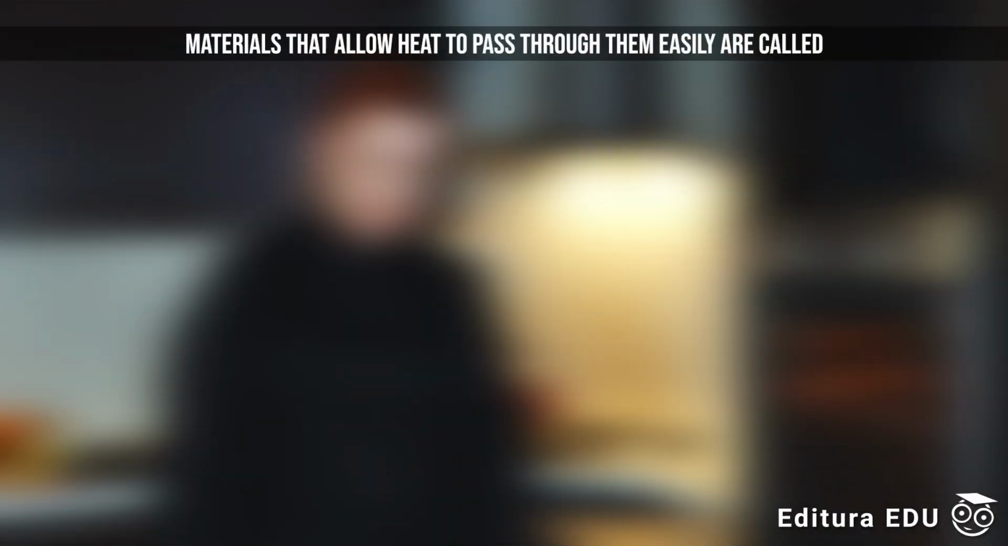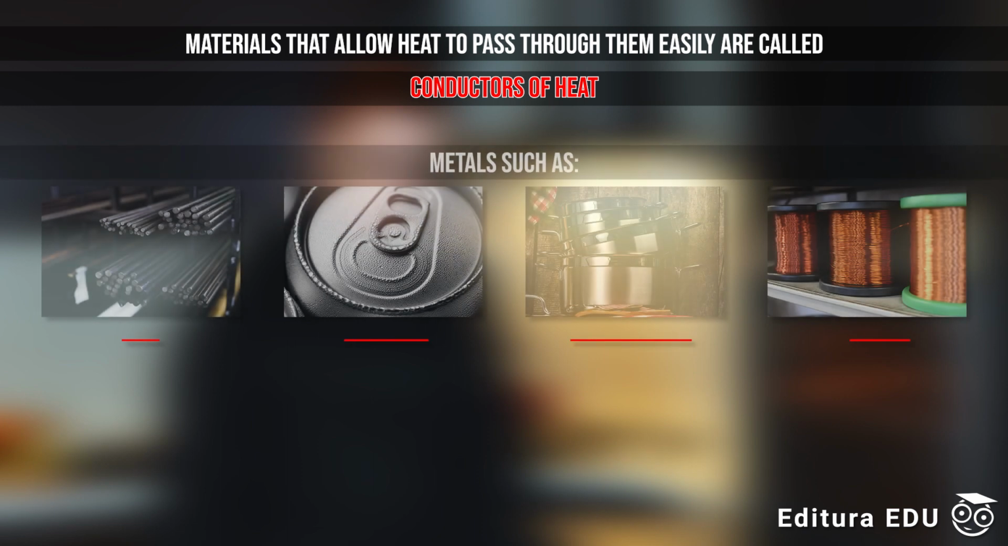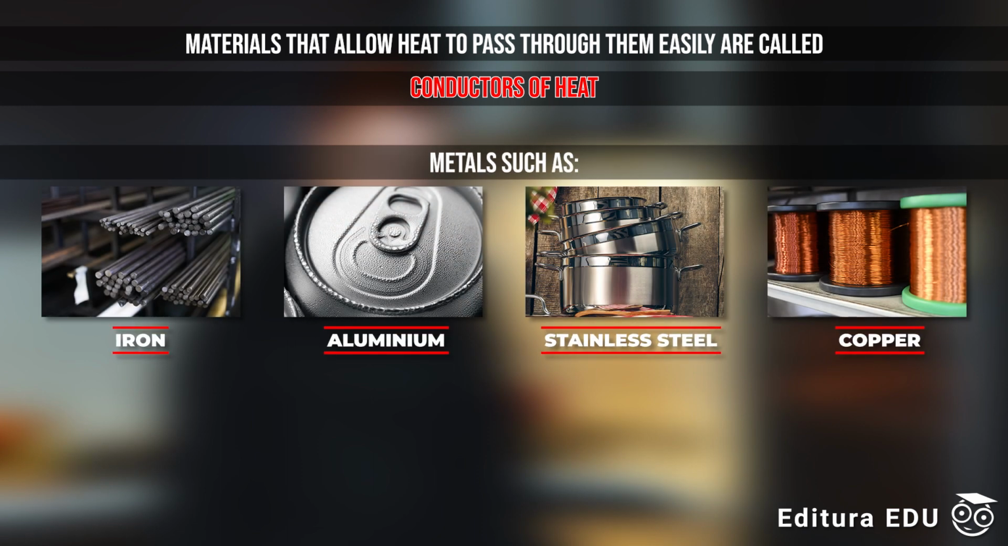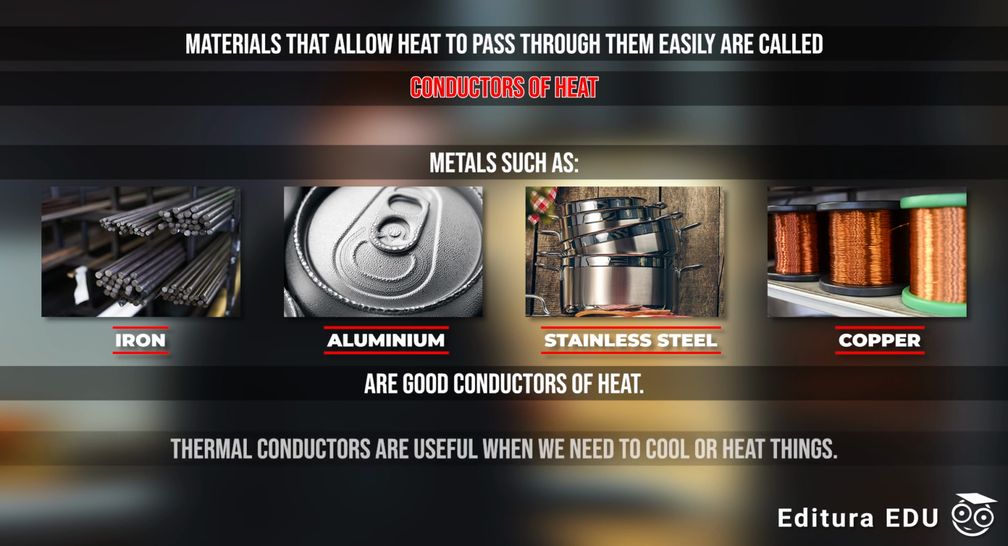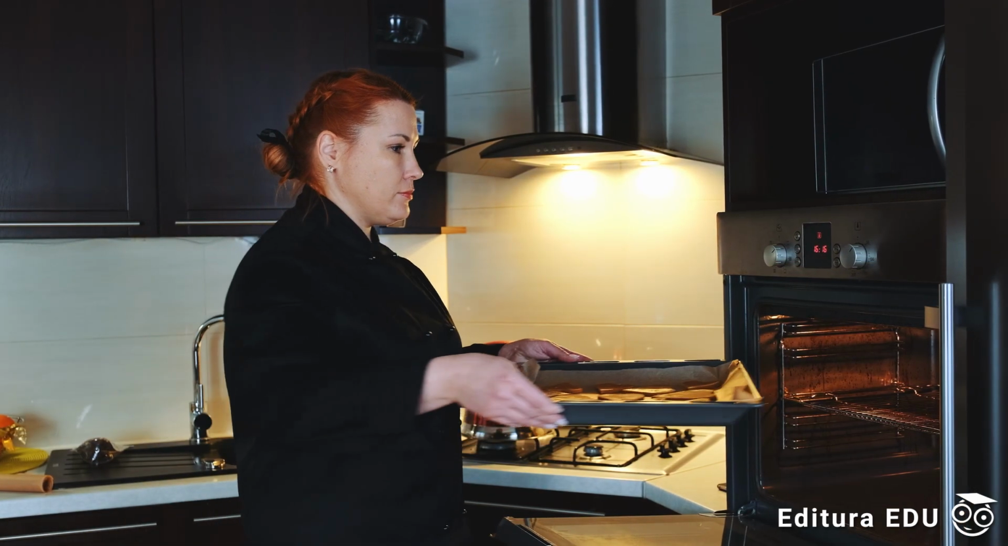Materials that allow heat to pass through them easily are called conductors of heat. Metals such as iron, aluminum, stainless steel, or copper are good conductors of heat. Thermal conductors are useful when we need to cool or heat things. A metal pan, for example, will easily transfer the heat to the steak inside.